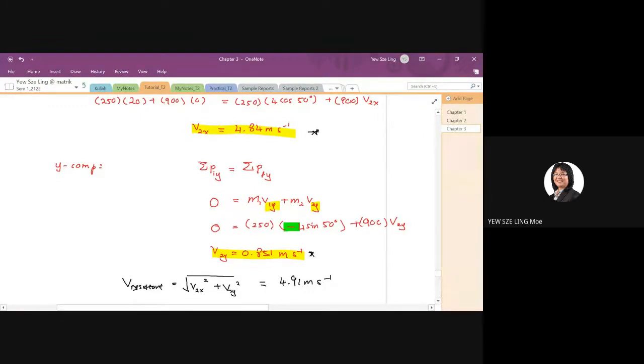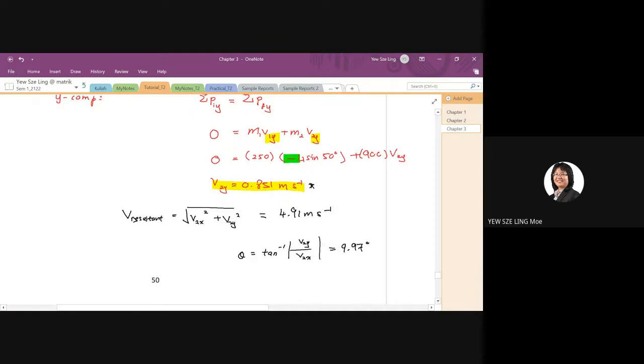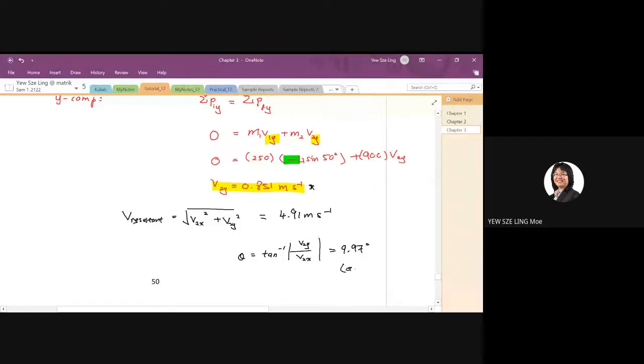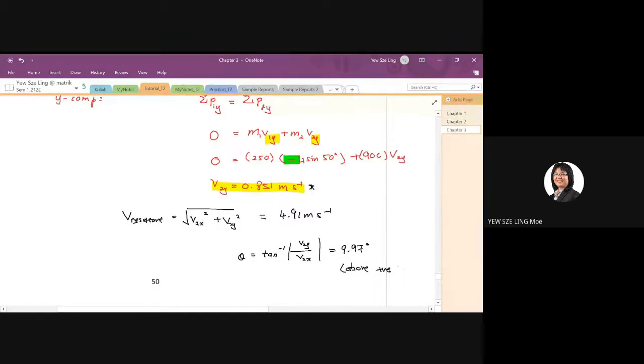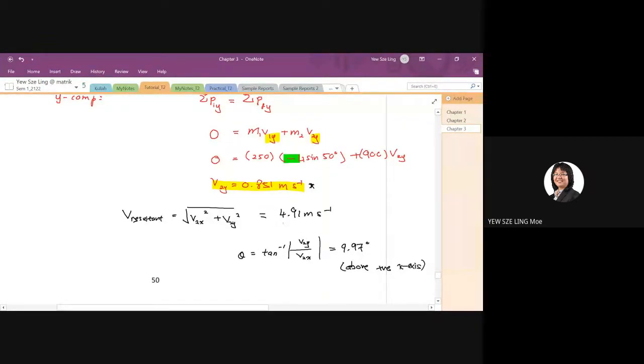And then if you look at the value for V2x and also V2y, both of them are positive. What does it mean by positive? If x and y both are positive, it means my angle, this 9.97 degree, is located above the positive x-axis in the first quadrant. Because I have positive V2x and positive V2y, therefore my resultant vector is located in the first quadrant.